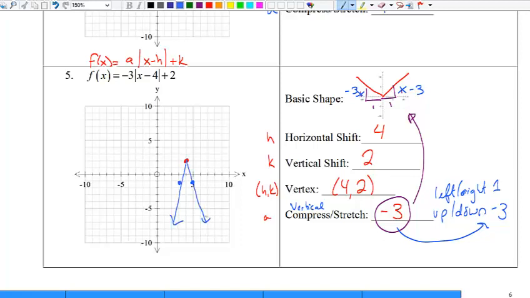Make sure you connect these with a straight line. This is a V shape, so we have straight line arrows pointing down. And that concludes our lesson on transformations.